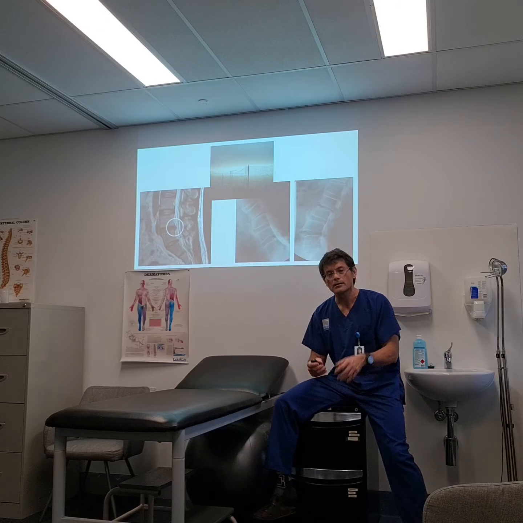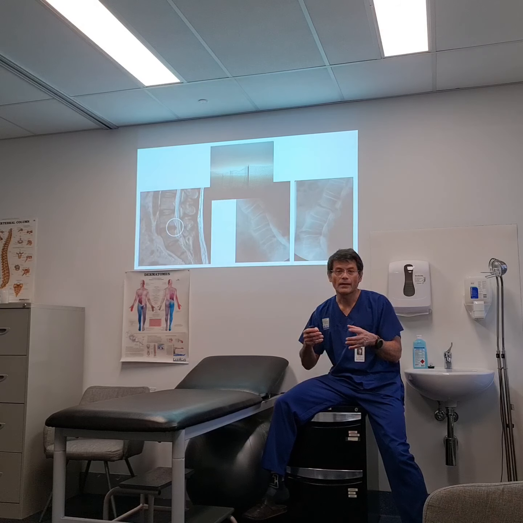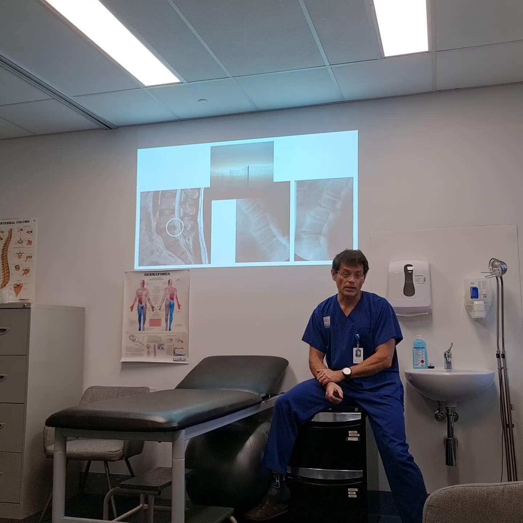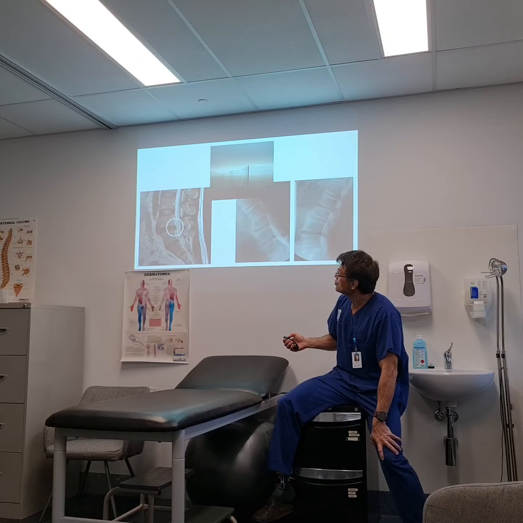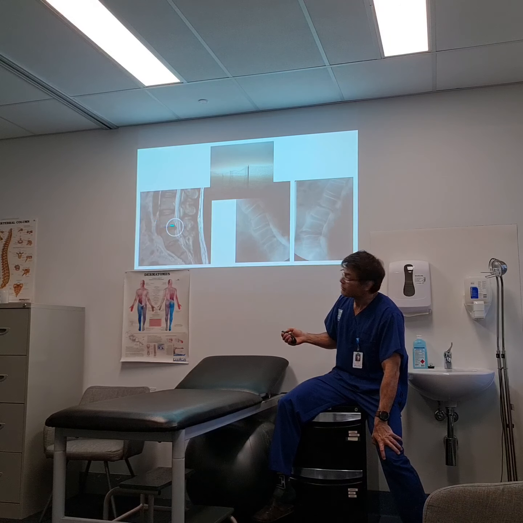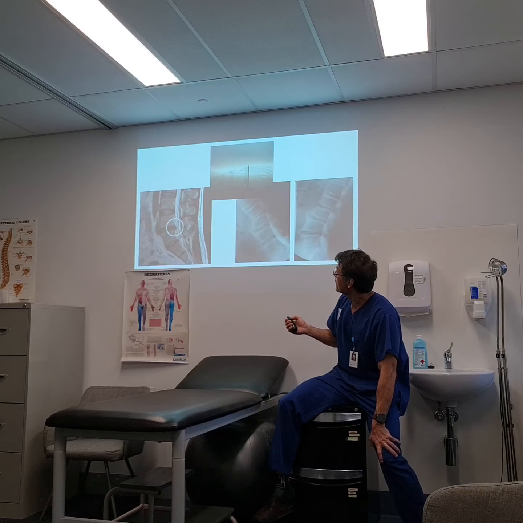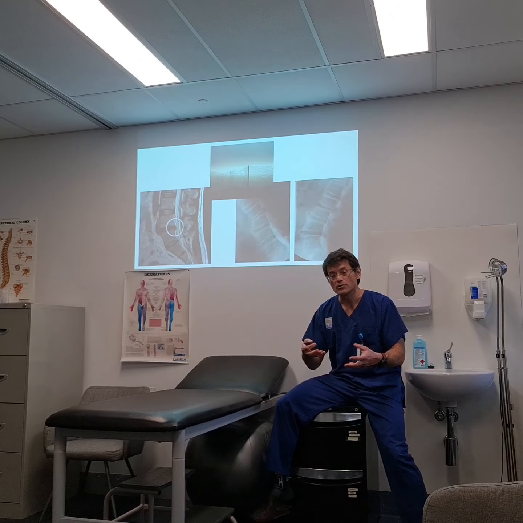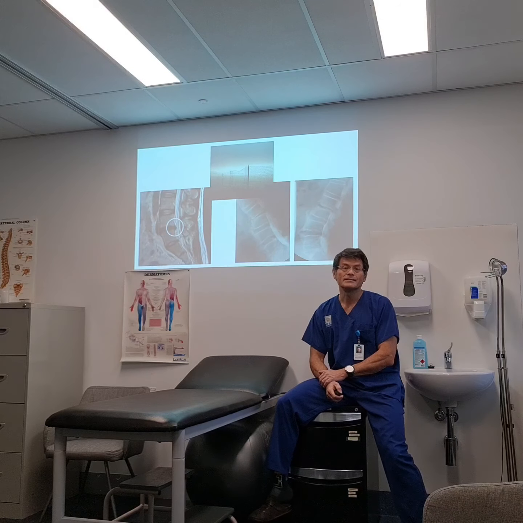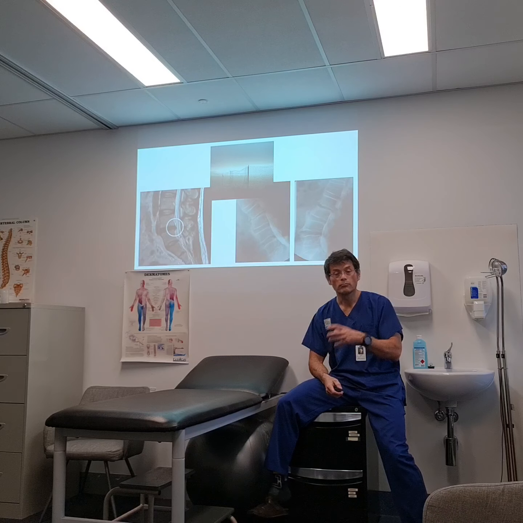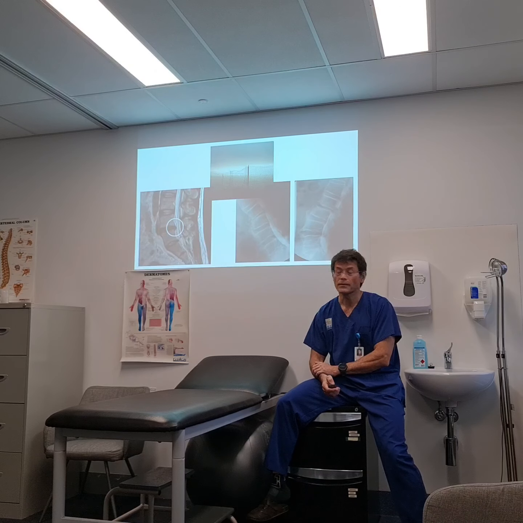When the disc ages and the chain wire fence buckles, as it's shown here in this MRI scan, so this is a degenerate disc, and you can see a little bit of that buckling of the chain wire fence. What that makes an individual susceptible to is instability or poor quality movement.